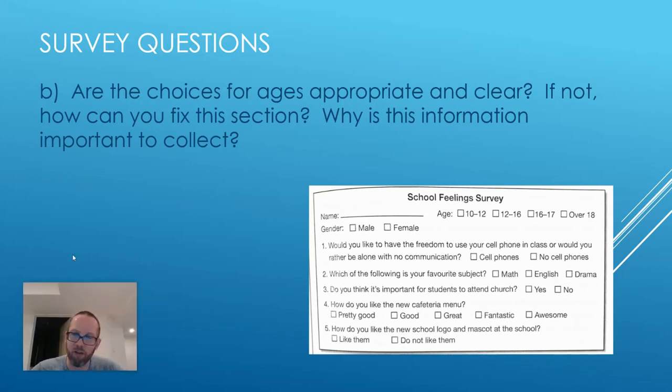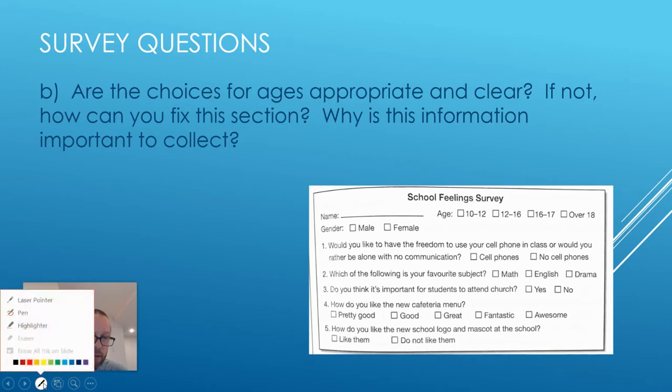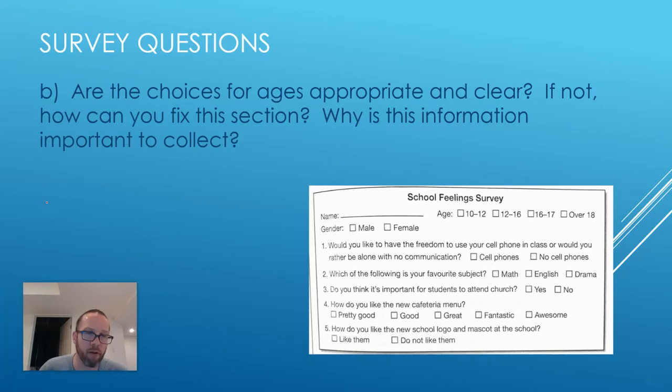Demographics, this idea of ages, among other things, can be really important. It can reveal trends within the population. So it's not a bad idea to get people's ages, as long as it's not anonymous.